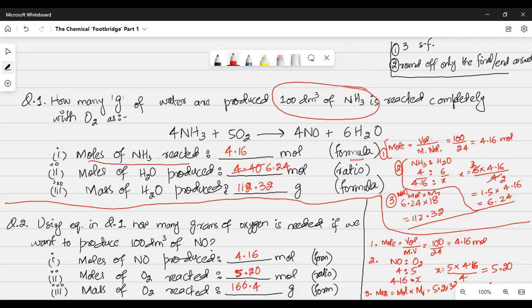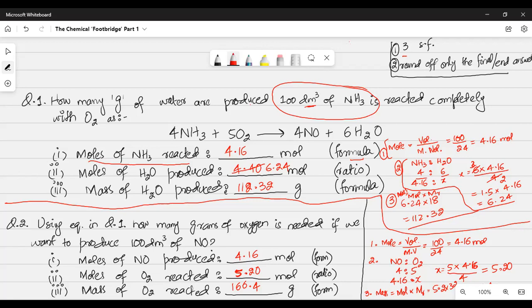The formula for moles depends on the units that you see over here. Do you see a decimeter cube written over here? As soon as we see decimeter cube, we understand immediately that this is volume. So we need to take the volume formula: moles is equal to volume over molar volume. The value of molar volume is always 24 for any gas. The value in the numerator comes from the question, 100 decimeter cube. That's how 100 over 24 is equal to 4.16 moles.